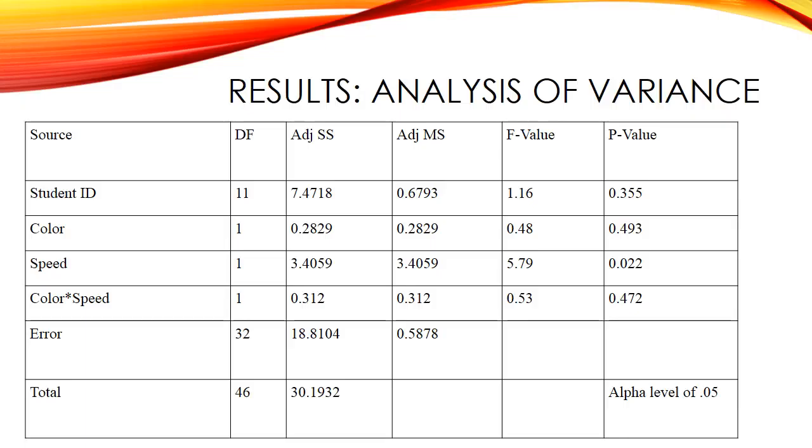Here are the results of our two-way ANOVA test. We included the student ID variable to ensure that there was no significant difference between the individual participants. We found there to be a significant difference between the level of speed, with a p-value of 0.022. For the effects of color and the interaction of color and speed, we found there to be no significant difference, with p-values of 0.49 and 0.47 respectively.